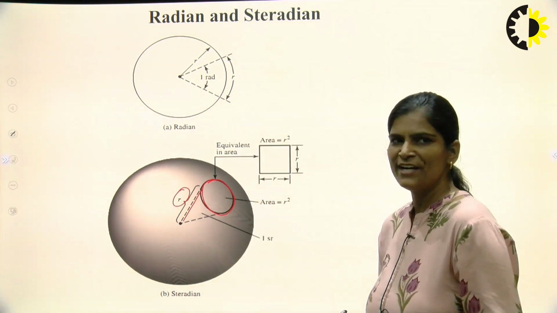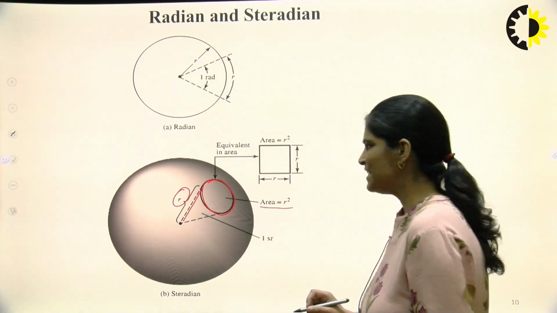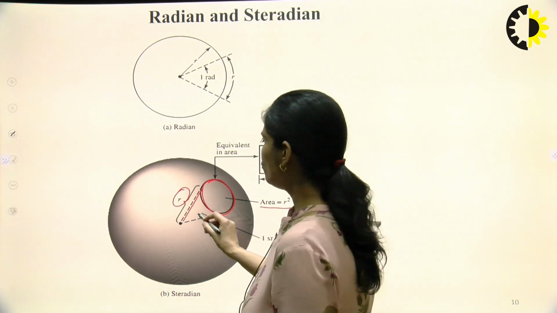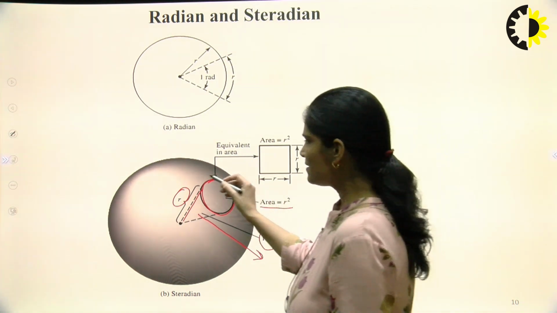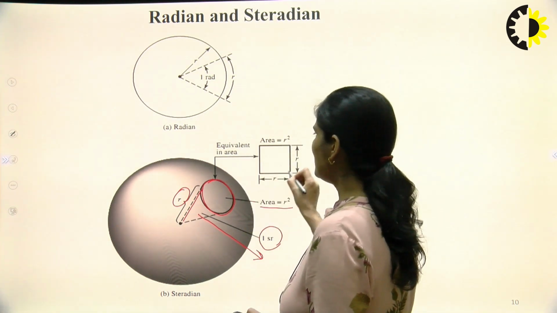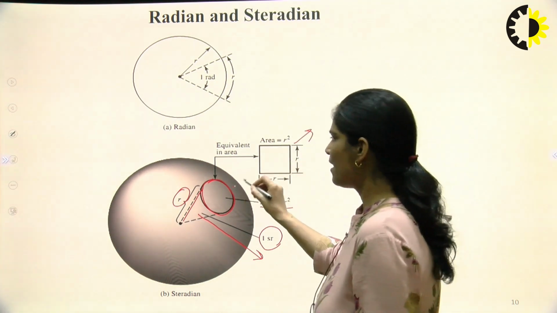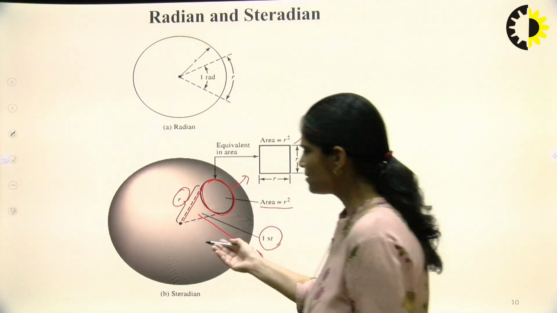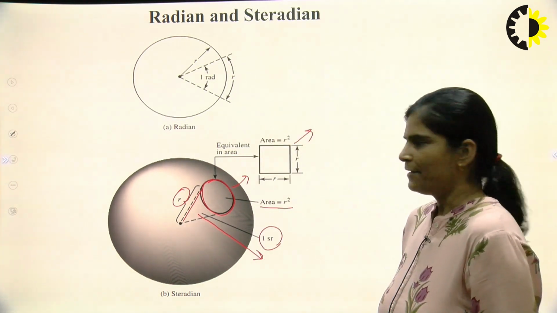Now here, if you want to find out the area, if you have radius r, so area is equal to r square, and if you want to measure the angle of this solid angle, that is 1 steradian. Now this area of this solid sphere is equivalent to, let it be, a rectangle of area equal to r square. So this area and this area are equal to each other. So this is the structure of how we can measure steradian for a solid angle.